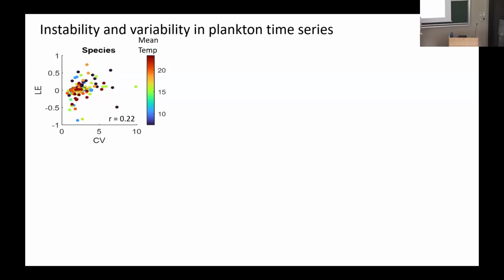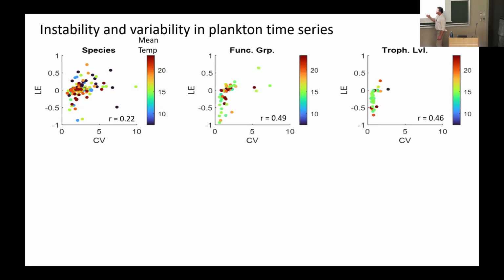And when we look at the species level time series, there's only a weak relationship between the coefficient of variation and the Lyapunov exponent that we get. But interestingly, once we've aggregated across functional groups or trophic levels, now the correlation between variability and stability is a lot higher. Still not stunning, but it's a lot higher. And that suggests that something interesting is happening when we're aggregating.